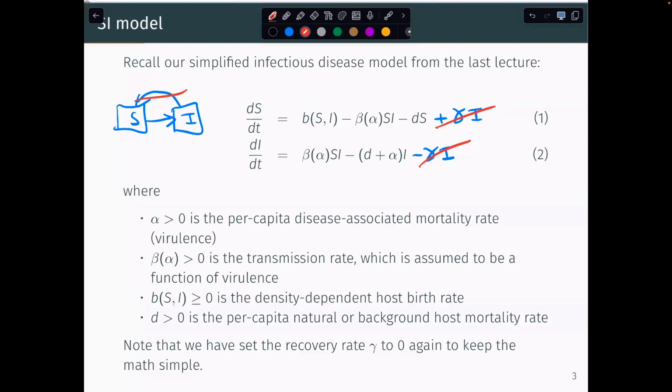Okay, so just a reminder of what the terms are here. We have a birth term here, B, which could be a function of S and I. We have a transmission rate beta, which we're assuming is a function of alpha, and alpha is our level of virulence or disease-associated mortality.